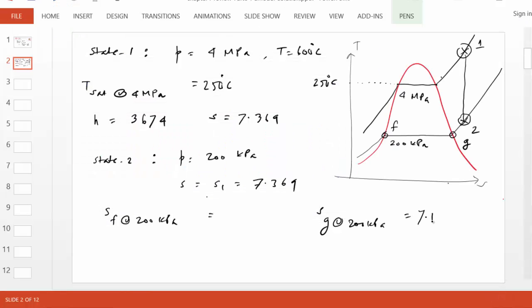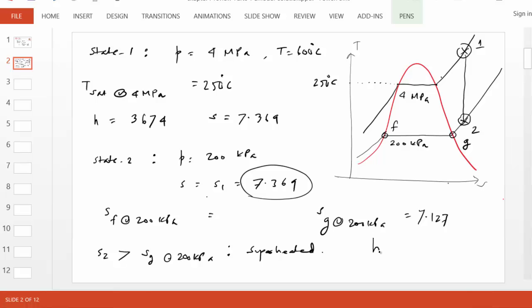So we go and write that down. This is 7.127. And what is the value of our S, if you recall? 7.369. So 7.369, which is S2, is greater than SG. So therefore, we don't have to even find SF. State 2 must be superheated because S2 is greater than SG at 200 kPa. So our conclusion, we have a superheated state for state 2.